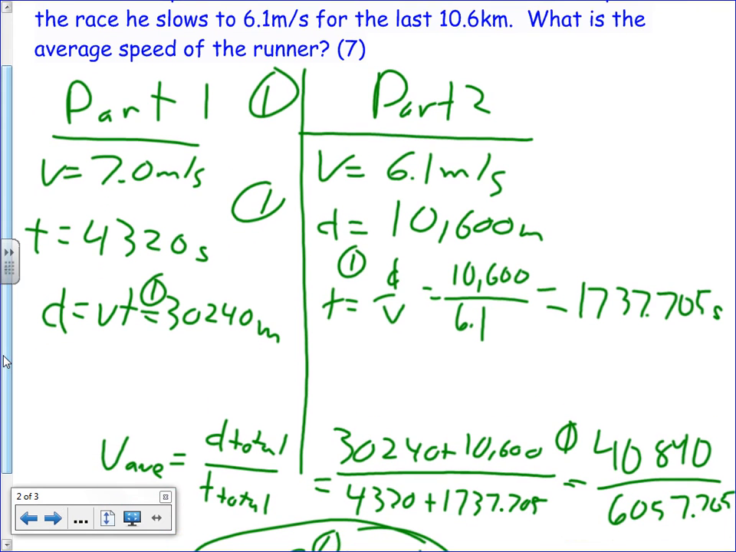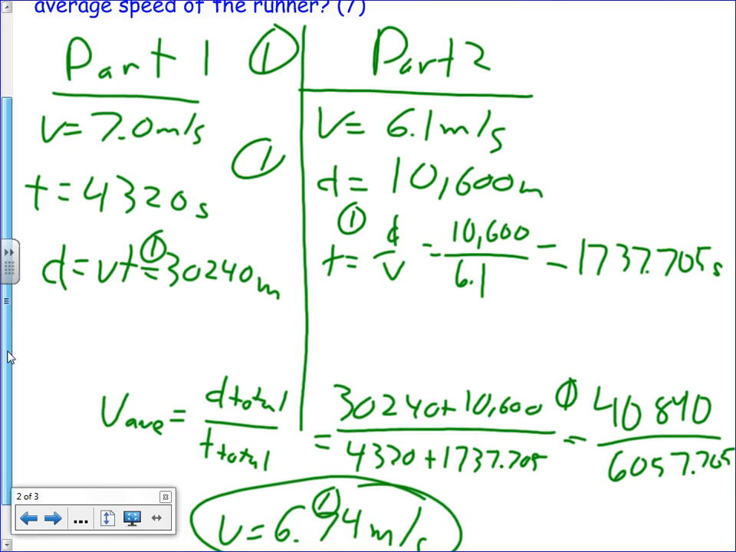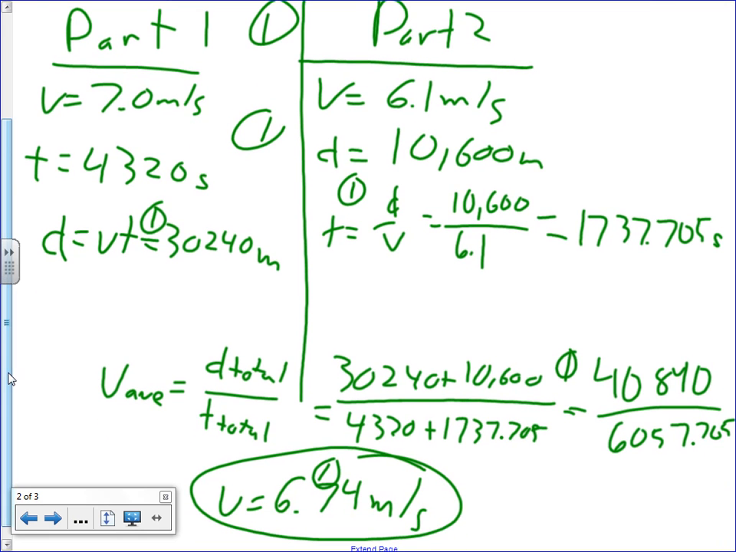Now, if we're going to find average speed, we need total time and total distance. We need those two things. Well, we don't have the distance for part 1, but because we have v and t, we can find it. So your next mark is for calculating the distance for part 1. So d equals v times t, and that's 30,240 meters. If they don't have the 30,240 meters, but they showed this, that's a method mark. Give them the mark anyway.